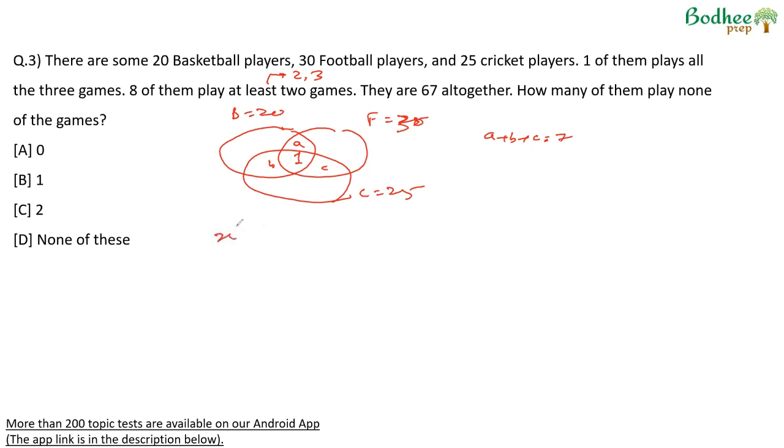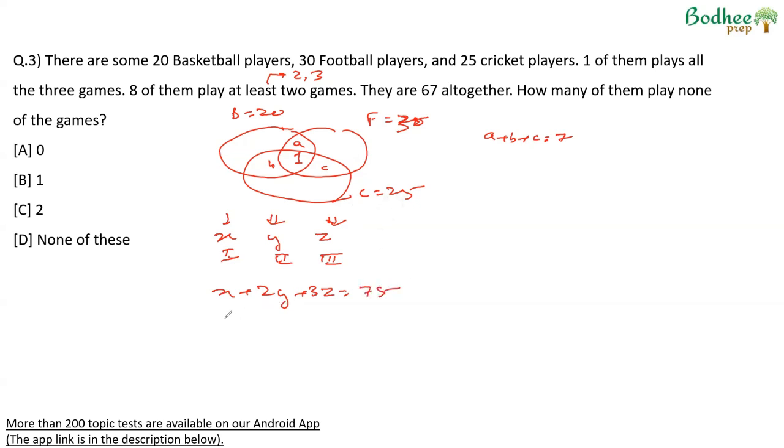if X number of people play exactly one game, Y number of people play exactly two games, Z number of people play exactly three games, then exactly one, exactly two, exactly three, X plus 2Y plus 3Z. X will be these numbers counted once, Y will be counted twice, this one will be counted thrice. This should be equal to 20 plus 30, 50 plus 25, 75.